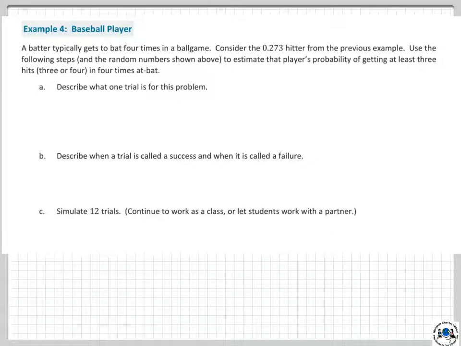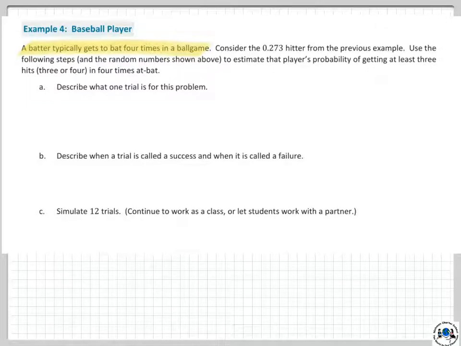Here we go. Baseball player, example 4. A batter typically gets to bat 4 times in a ball game. I'm not sure how typical that is, but I would say more or less 3 times. Again, you baseball players out there, correct me if I'm wrong.